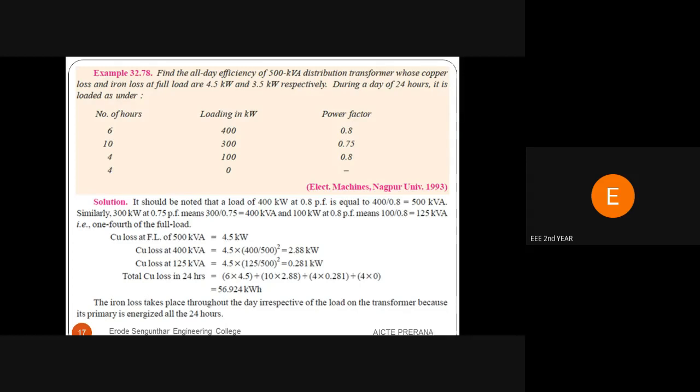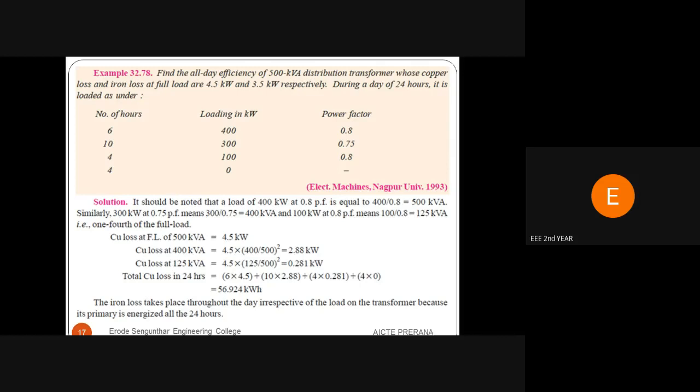Because in the distribution transformer, the primary side is always energized, but on the secondary side, whatever the customers load means the windings can be energized. Otherwise, it is not energized. But the actual efficiency can vary. So that's why we have to implement the all-day efficiency concept in this transformer. Here the problem mentions a 500 kVA distribution transformer.